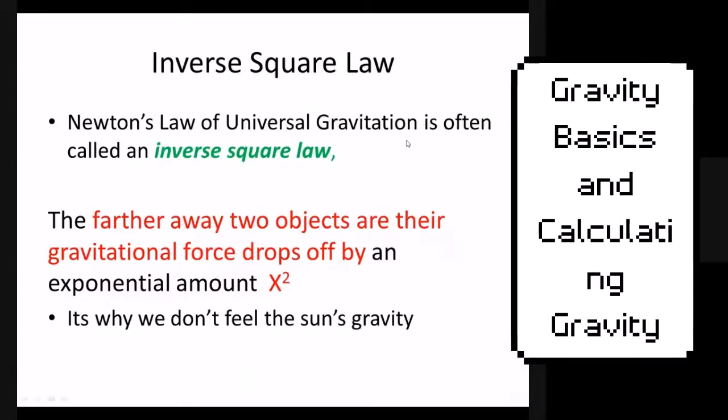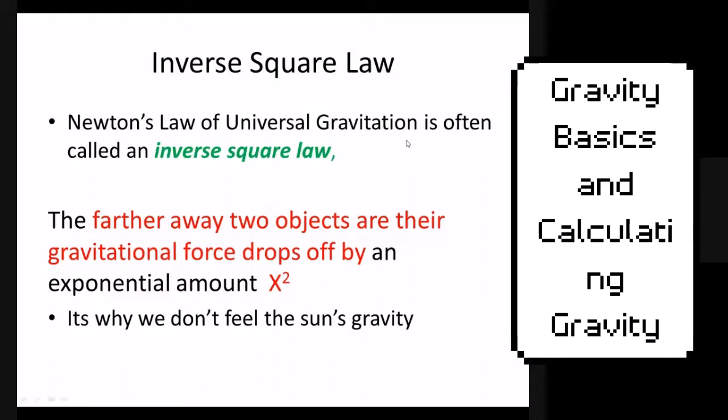So for the inverse square law, when two objects get farther away, their gravitational force drops. As two objects get closer, their gravitational force increases. Now, it's not a linear change. Like if you double the distance, it doesn't just halve the gravity. No. It's exponential. So if two objects get twice as far away, their gravitational force drops by 4 times as much. If they get 2 times closer, then the gravitational force increases by 4 times as much. Let's say they get 3 times farther away, their gravitational force drops 9 times as much.